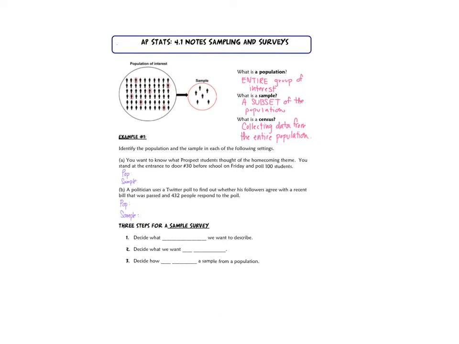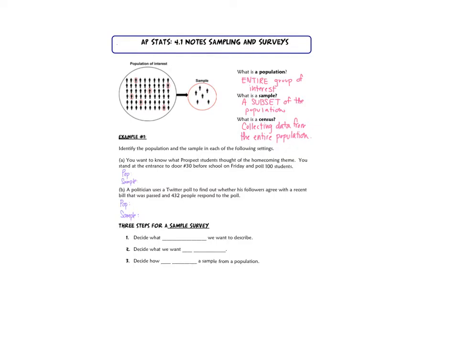All right, so that's going to bring us to our first example, and that is to identify the population and sample in each of the following settings. First one says, you want to know what prospect students thought of the homecoming theme last year. You stand at the entrance to door 30 before school on Friday and poll 100 students. So for this one, what would the population be? What would the sample be?